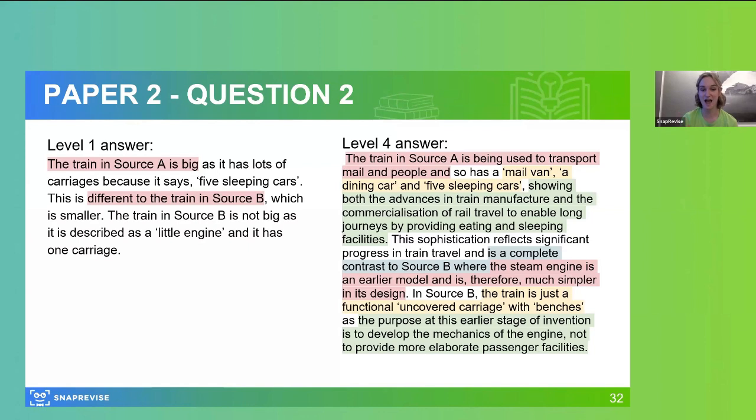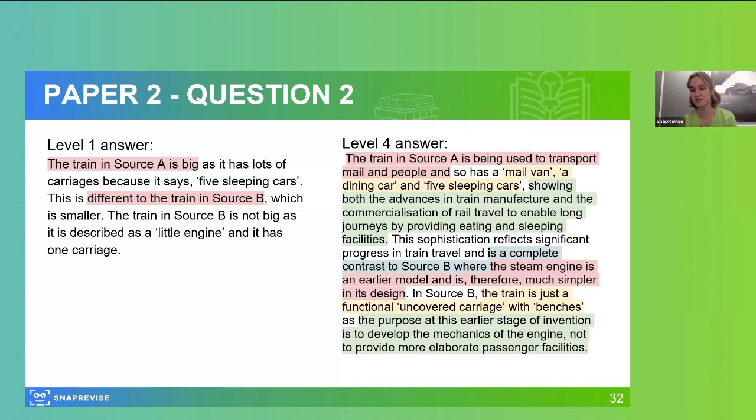So hopefully you can see how much more in depth the level 4 answer is, how much more it goes into thinking about what the repercussions are and what that tells you about rail travel, and noting that A is much more sophisticated, made for commercial use through rail travel for people, whereas in source B that's not the case.